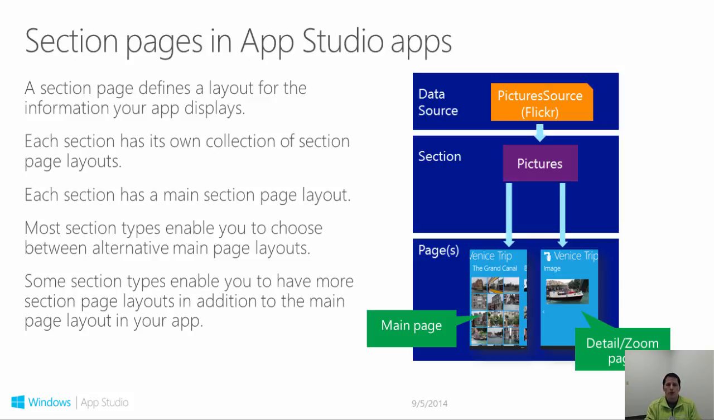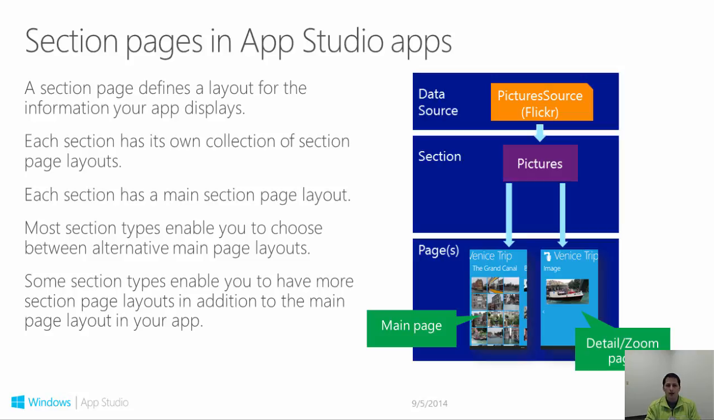Section pages are the primary means for displaying your app's content to the user. Since they are such a key part of an App Studio app, let's review some key aspects of section pages. The most important thing to note about section pages is that they define the layout or look of your app. In the second module, you learned that each section is associated with a data source. The data source controls what information is being displayed, while the section controls how it is displayed.